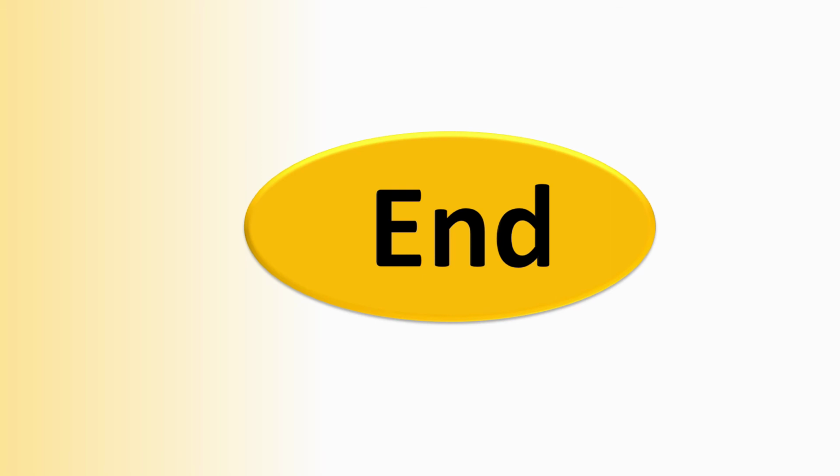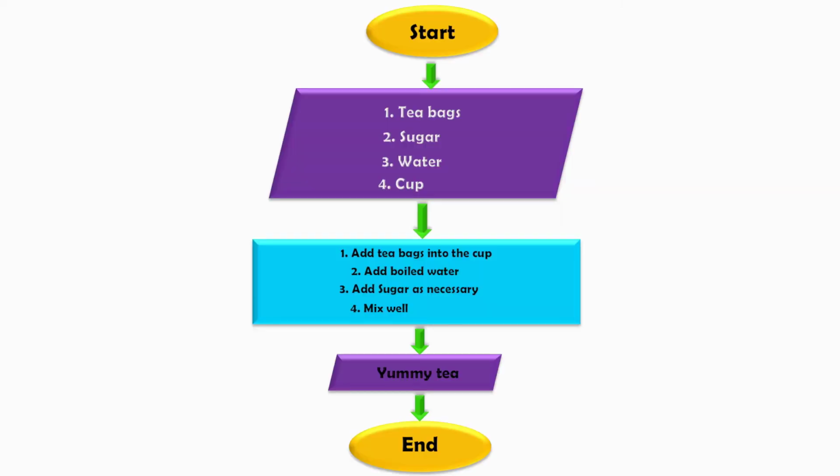So make sure to connect all your symbols together by using the flow lines like this. So now we are done. Here is my final flowchart.